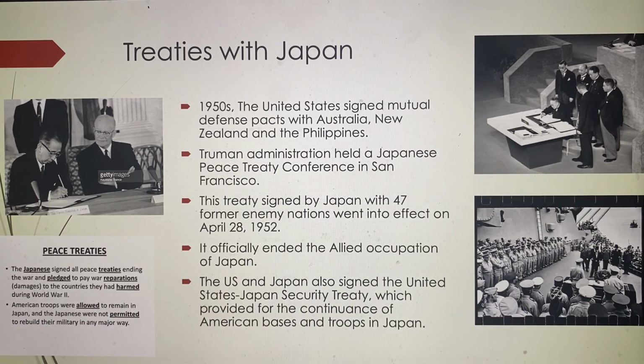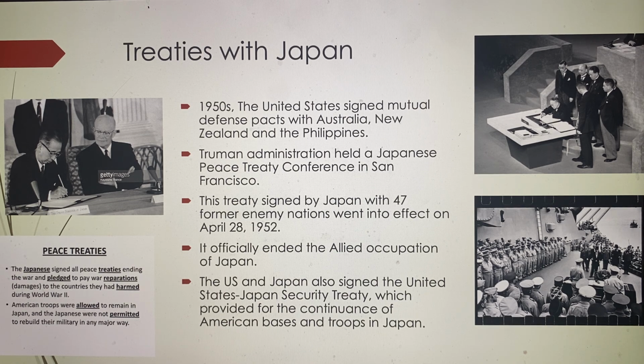Treaties with Japan. In the 1950s, the United States signed mutual defense pacts with Australia, New Zealand, and the Philippines. President Truman and his administration held a Japanese peace treaty conference in San Francisco. This treaty was signed by Japan with 47 former enemy nations. And this went into effect on April 28, 1952, and it officially ended the Allied occupation of Japan.